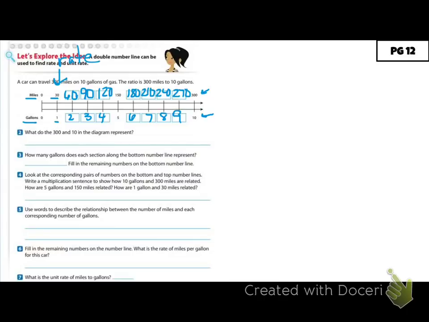Number 2 says, what do the 300 and the 10 in the diagram represent? Well, the 300 represents 300 miles, and the 10 represents the 10 gallons of gas.